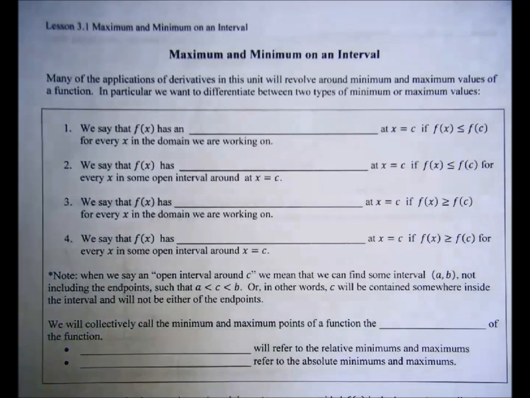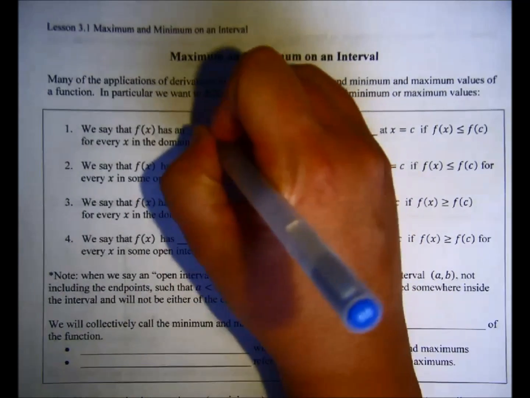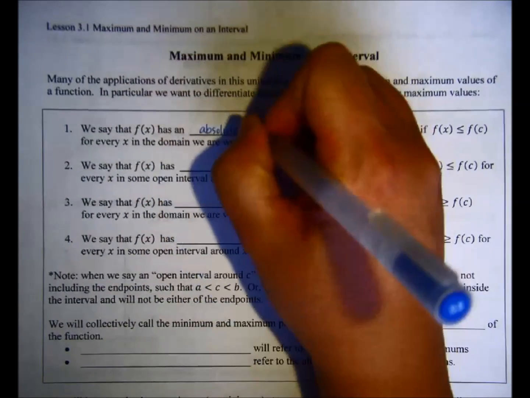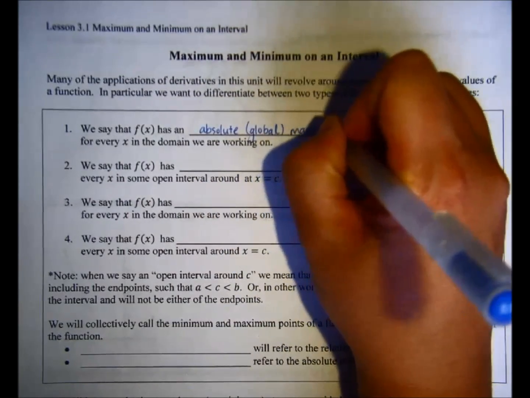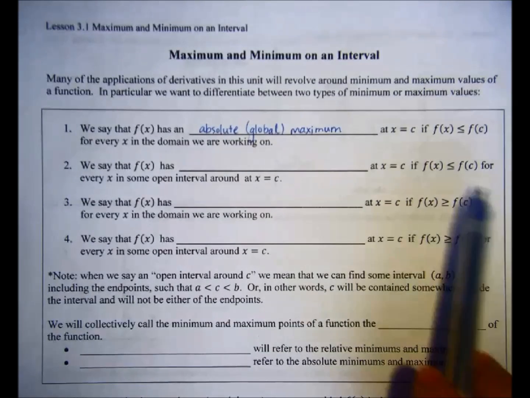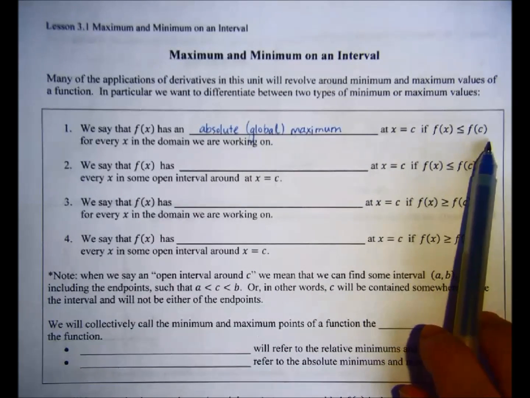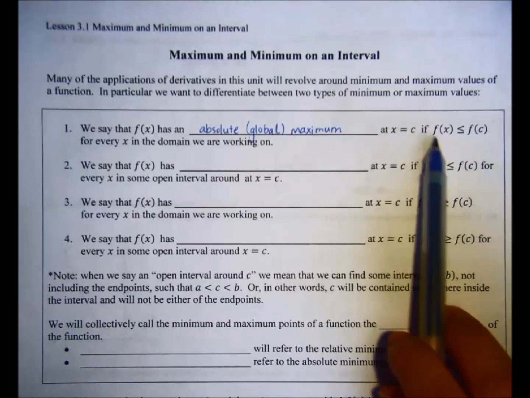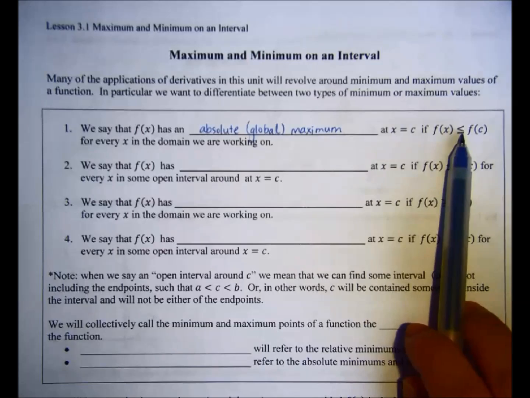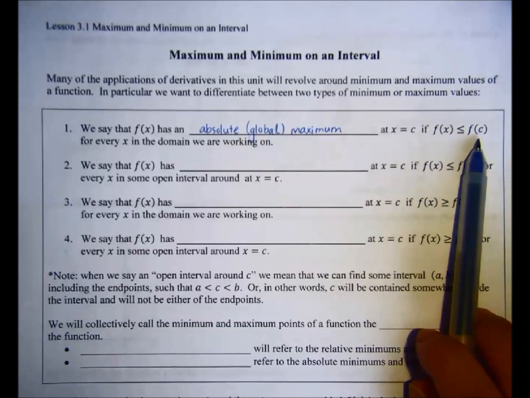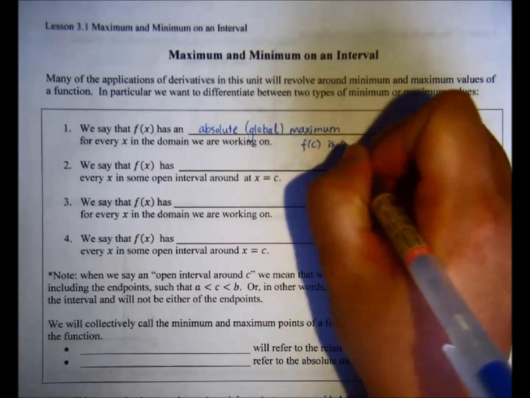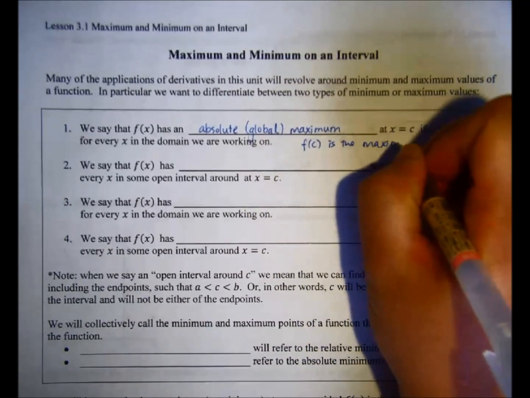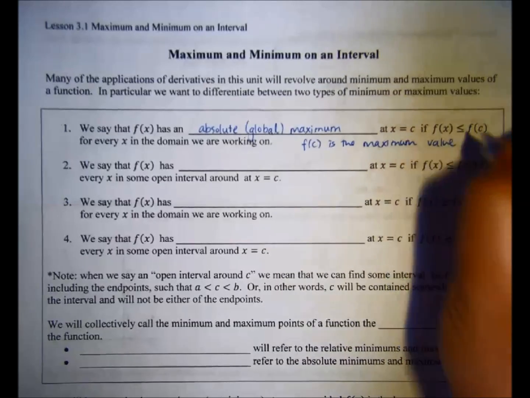We say that f of x has an absolute or global maximum at x equals c if f of x is less than or equal to f of c for every x in the domain that we're working on. This means that the y values of the function are less than or equal to the y value at x equals c. So this means that f of c is the maximum value of the function.